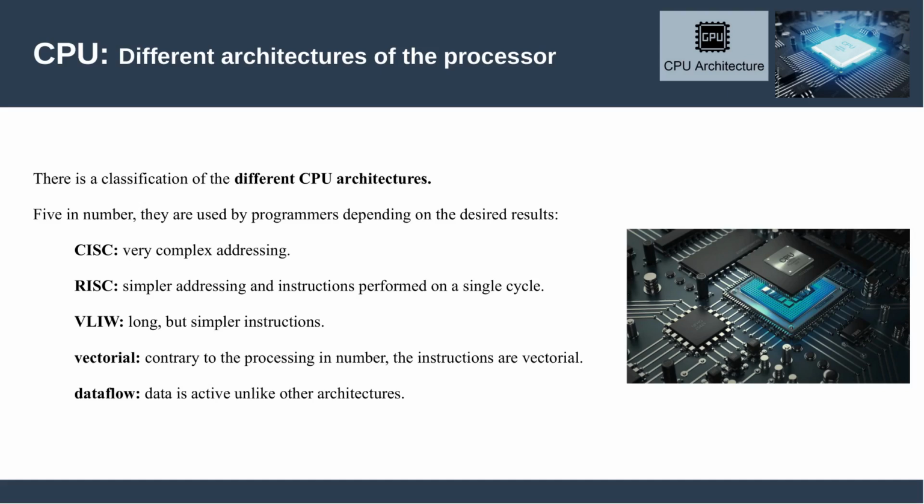Central processing unit architectures vary to meet different computational needs. Complex instruction set computing offers complex addressing, while reduced instruction set computing simplifies with single-cycle instructions. Very long instruction word uses long, simple instructions. Vectorial architecture processes instructions as vectors, unlike numerical processing. Data flow architecture activates on data, differing from other architectures. Each serves specific programming requirements, enhancing performance and efficiency.